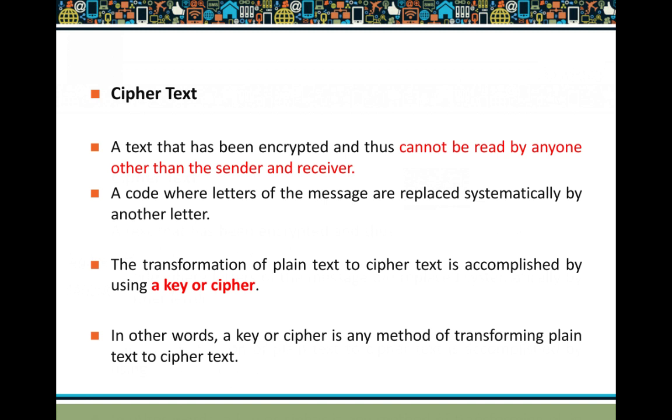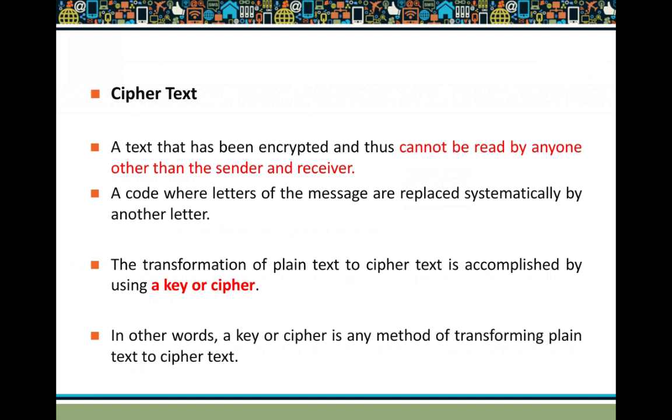So we have a code where letters of the message are replaced by another letter. Depending upon the type of encryption algorithm you're going to use, you have a particular method by which each and every character in the plain text is converted to another character. The way in which the letters are replaced differs depending on the algorithm. Anyway, each and every character in the plain text is replaced by another set of characters. The transformation of plain text to ciphertext is accomplished by using keys, or ciphers.